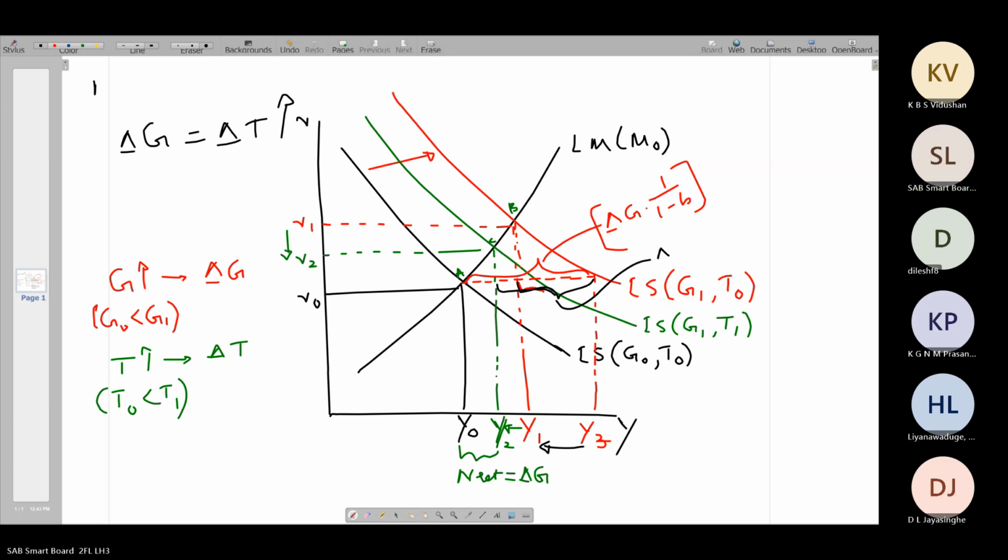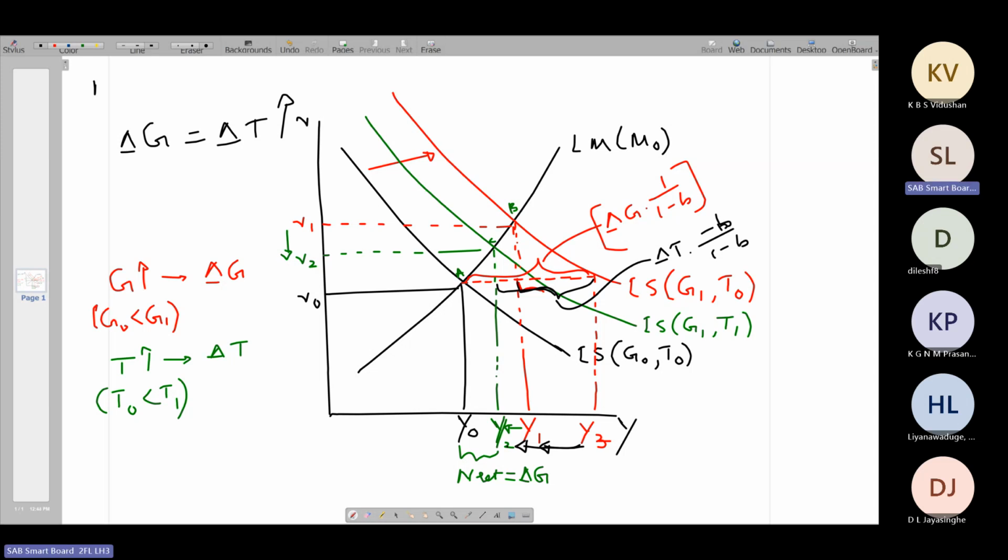This effect is delta T into minus B over 1 minus B. The tax multiplier is minus B over 1 minus B, with the lump sum tax. That is the total change. So as a result, income decreases from Y3 to Y2. Due to the raise in taxes, income decreases. This is the multiplier effect.